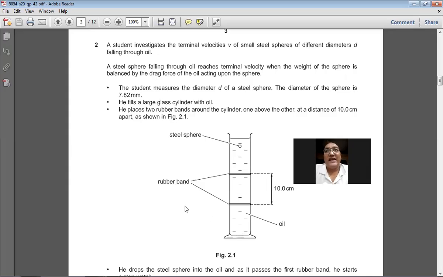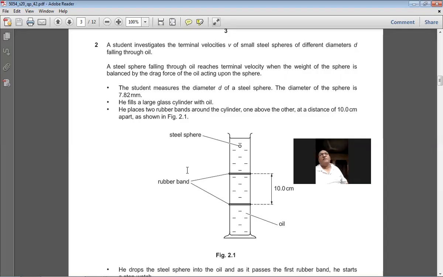What they will do is take steel spheres and drop them gently into the oil, and the steel sphere will sink into this oil. When the sphere passes the rubber band 1, I will start my stopwatch, and when it crosses the rubber band number 2, I will stop the stopwatch. So we will note down how much time the steel ball took to cover this 10 centimeter depth. So this is the basic of this.